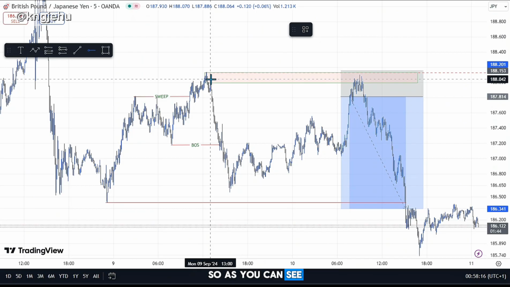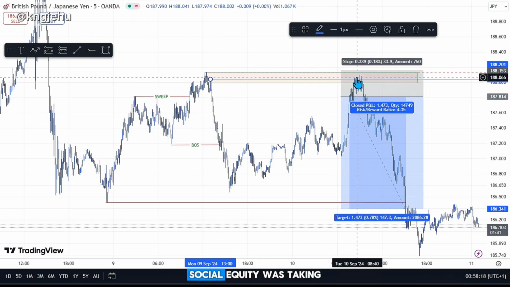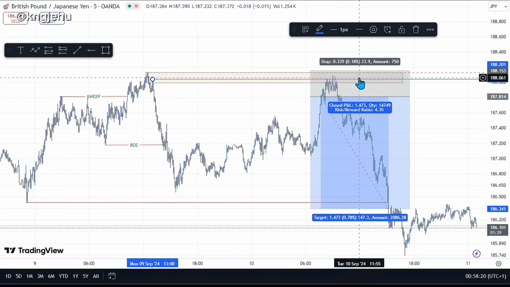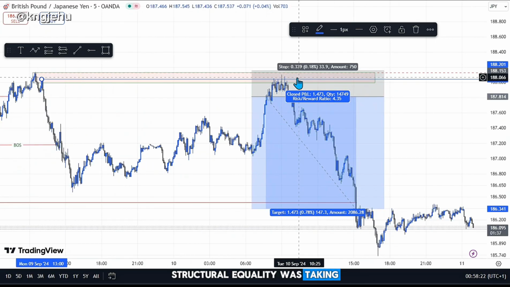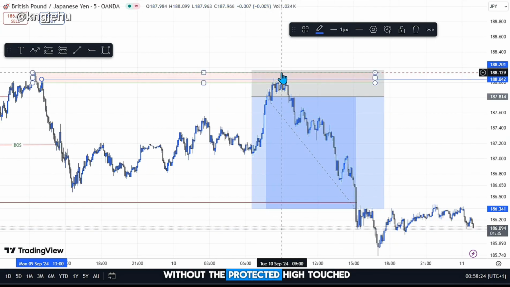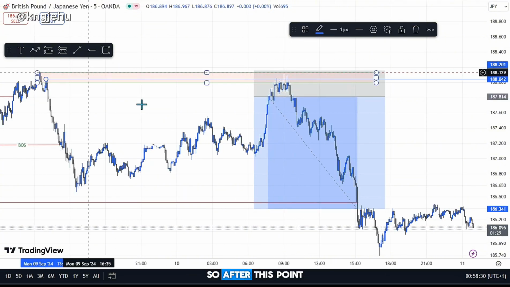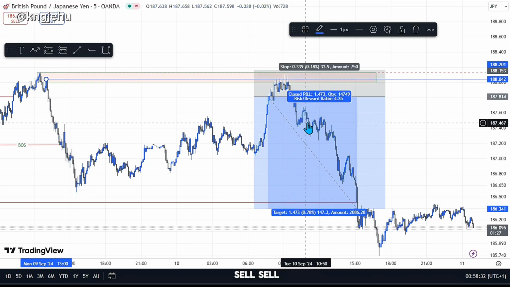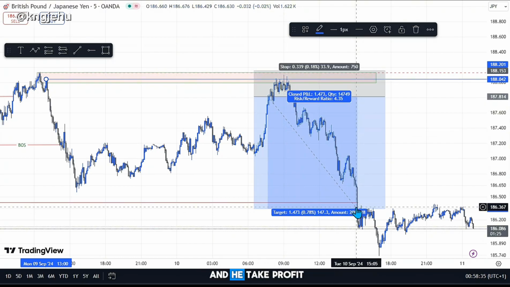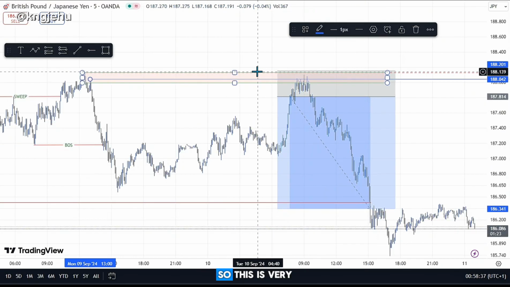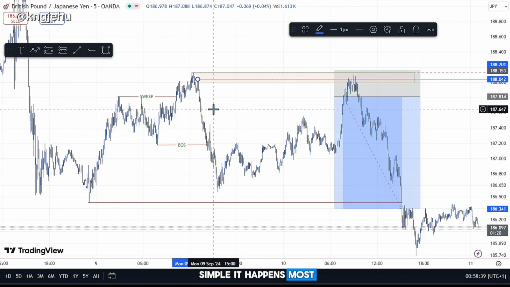So as you can see, this is our structural liquidity, and what happened? Structural liquidity was taken without the protected high touched. So my stop loss wasn't touched. I didn't panic, even though I panicked a bit. So after this point, we had what? A sell to the downside, and it hit take profit and beyond. So this is very simple. It happens most times in the market.